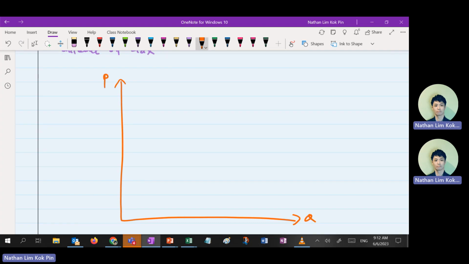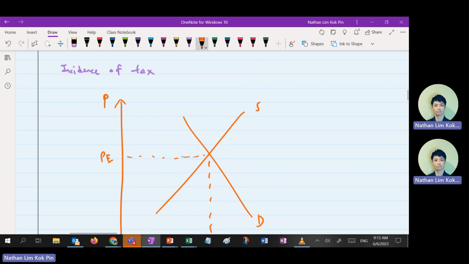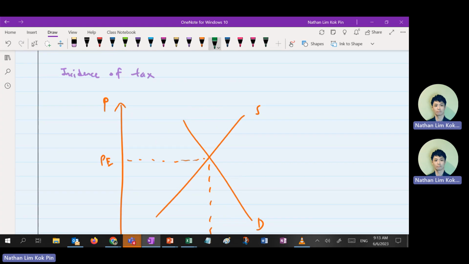First of all, we draw a demand curve and supply curve as usual. Then you draw your PE, QE. This one don't draw also, never mind, PE, QE. Right? After that, you draw your supply curve shifted to the left because there's a tax. The supply curves must be parallel to each other. Right? No, actually you have to draw a PE, QE.